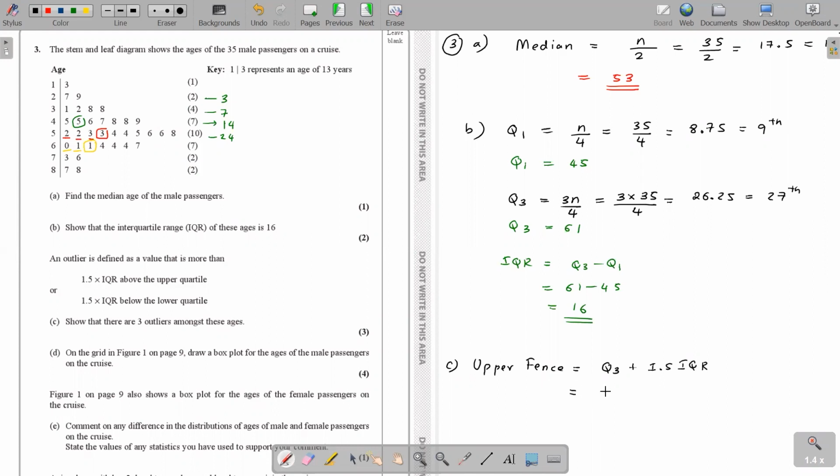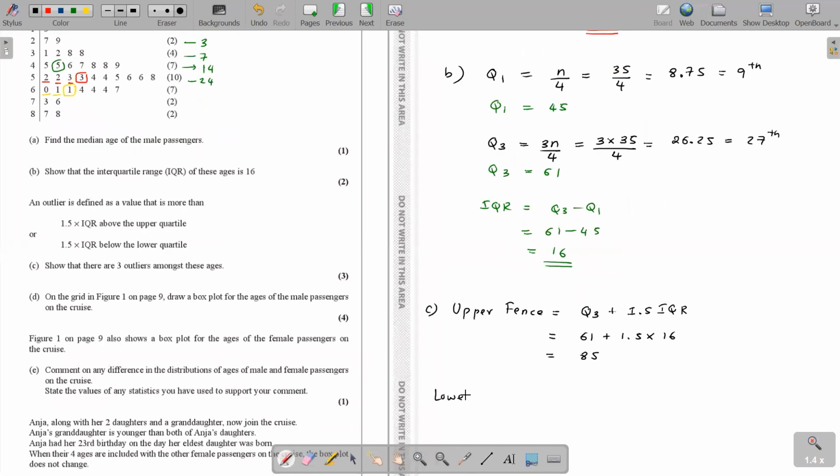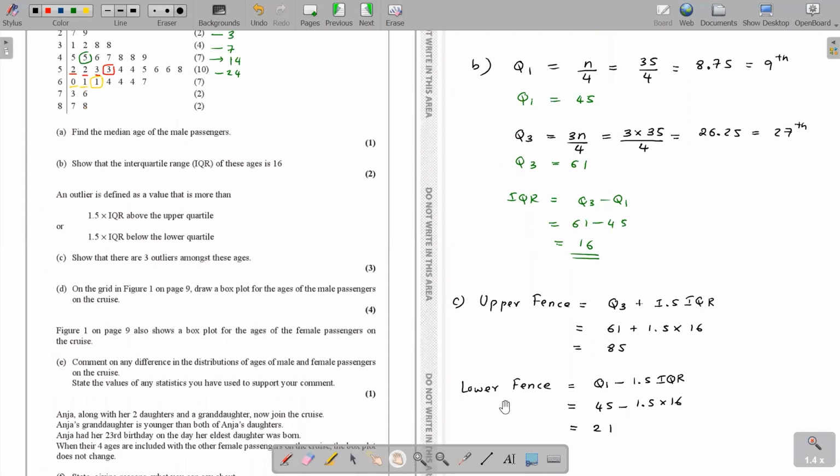Can you tell me how much is the upper fence? Q3 is 61 plus 1.5 times interquartile range, which is 16. How much is the upper fence? 85. Get the lower fence as well: Q1 minus 1.5 times IQR. Q1 is 45. 1.5 times interquartile range is 16. How much do we get here? 21. Okay, so now if any of your data points are falling between the upper fence and lower fence, those are inside the range. But if there's any value above the upper fence or below the lower fence, then those are outliers.